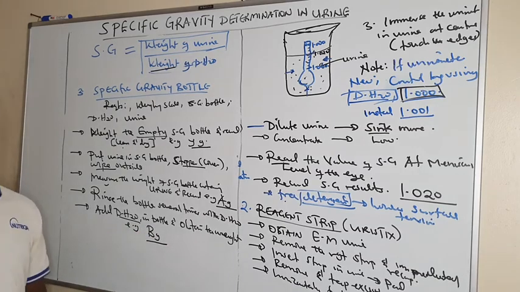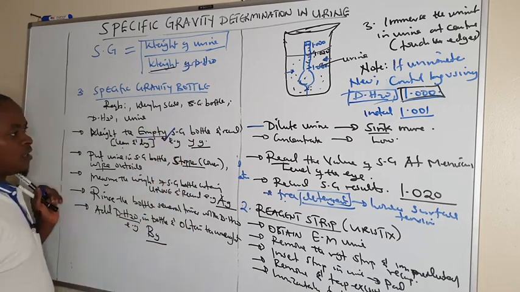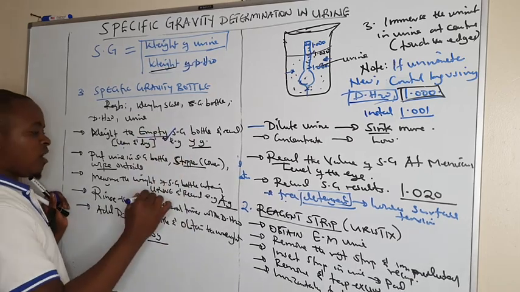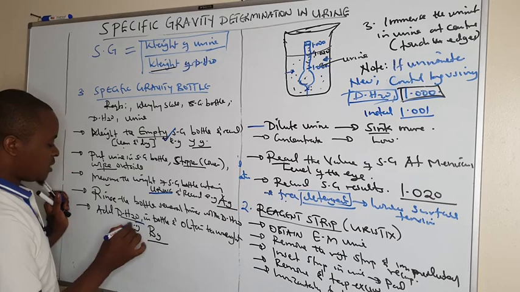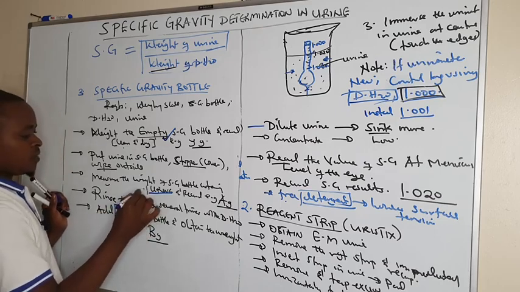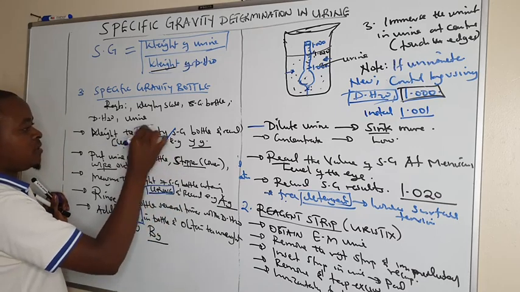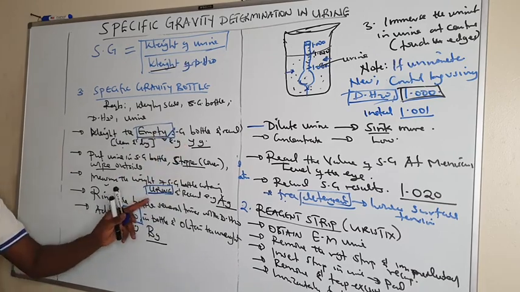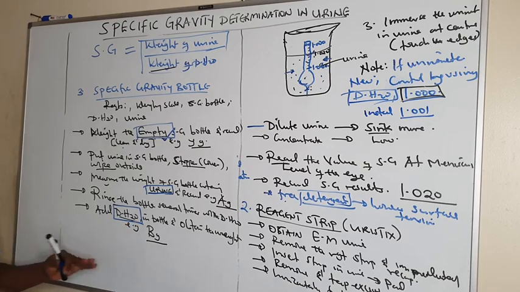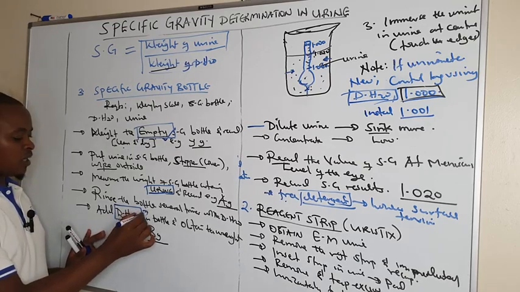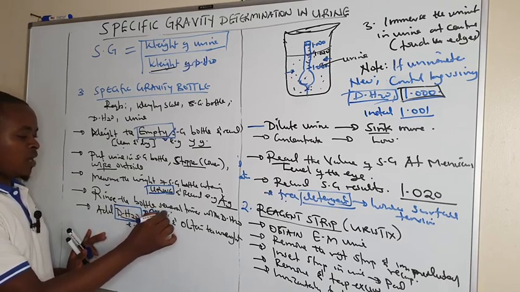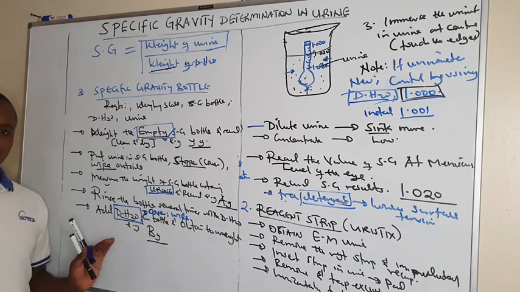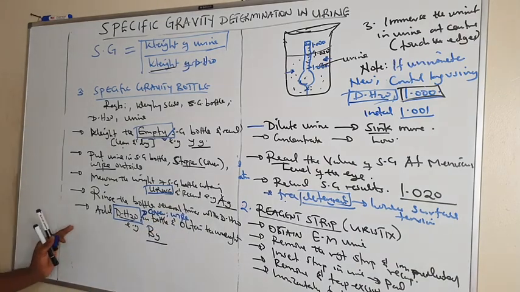So after obtaining the grams of the empty bottle, you obtain the grams of the bottle with urine and the grams of the bottle with the distilled water. When you have these three, the empty, the one with urine, the one with the distilled water, and every time you put distilled water here, you make sure you stopper or cover the bottle and wipe excess from outside every time you are going to weigh.